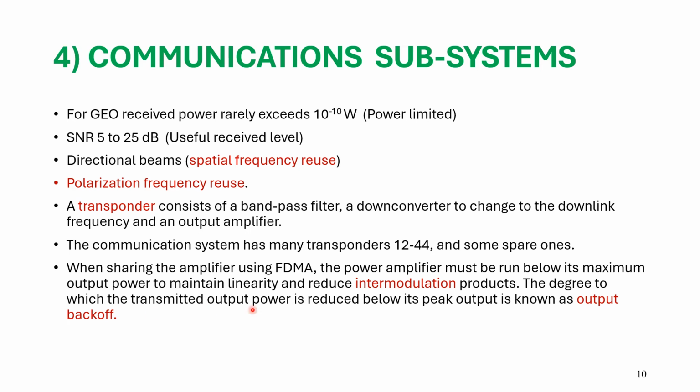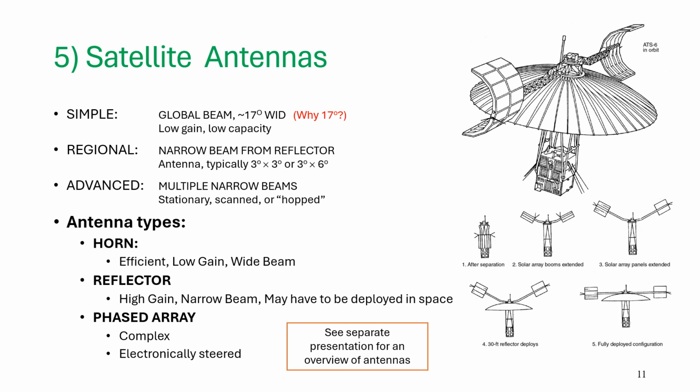The degree to which the transmitter output power is reduced is called the output back off. As if we're saying back off, reduce the power so that you don't get into this problem. Satellite antenna.